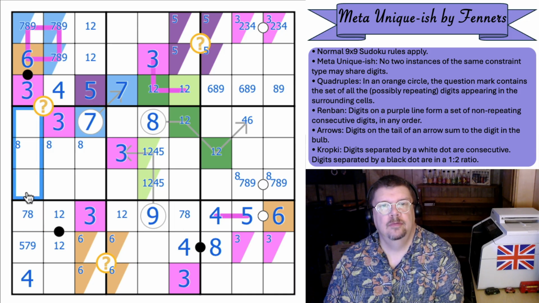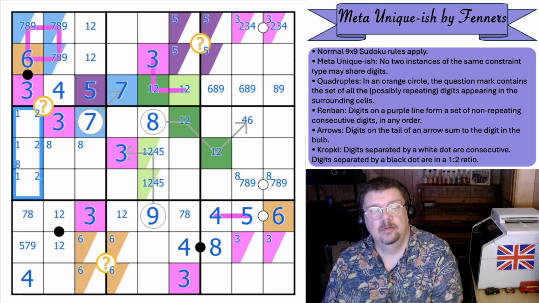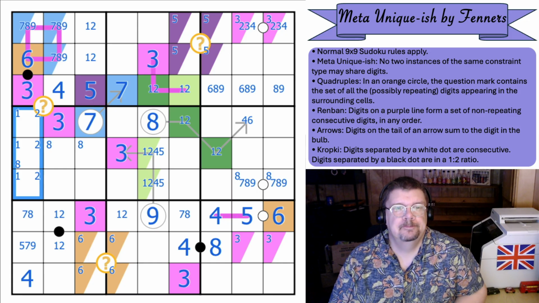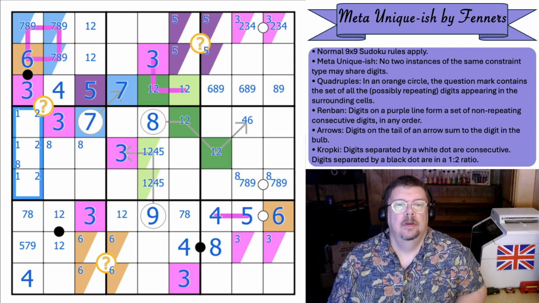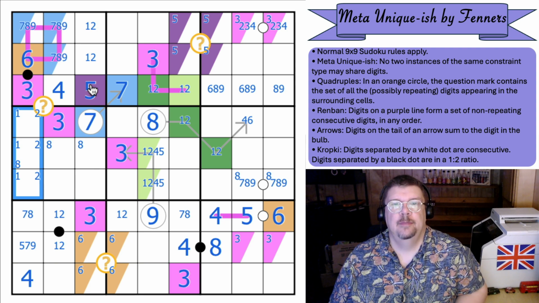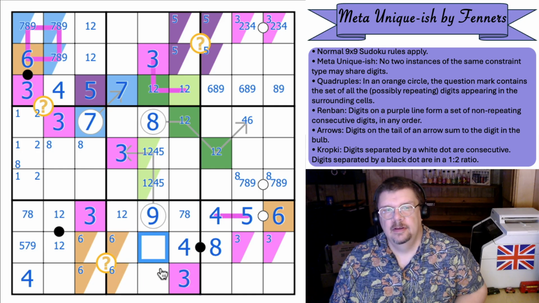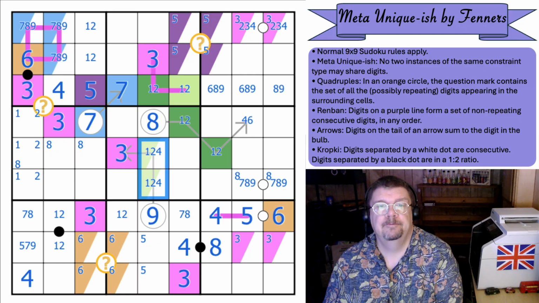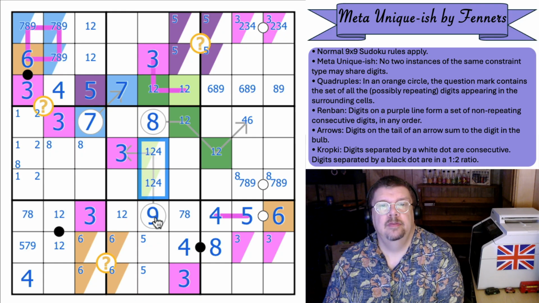So 1 and 2 are in those 3 cells. Between them, all right, 5, there we go. I think that's helpful. 5 in this box, where does it go? We know that 5 is on this quadruple circle, so it can't go here. So 5 is in one of those 2. So this is not a 5. And we know that that's 9.